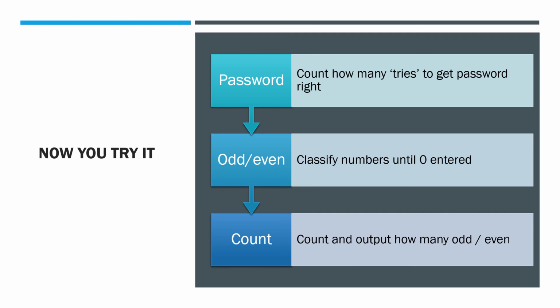Write a program that classifies numbers as odd or even, just like you did before, but this time use a while loop and continue to classify numbers until the user enters the number 0. And adapt that program so that the program counts how many odd numbers there are and how many even numbers there are and outputs those values at the bottom of the program.